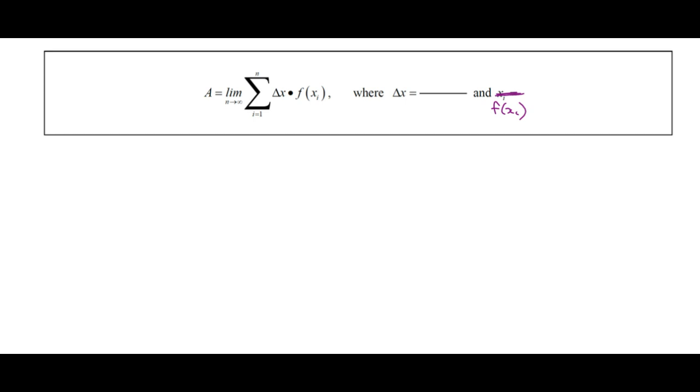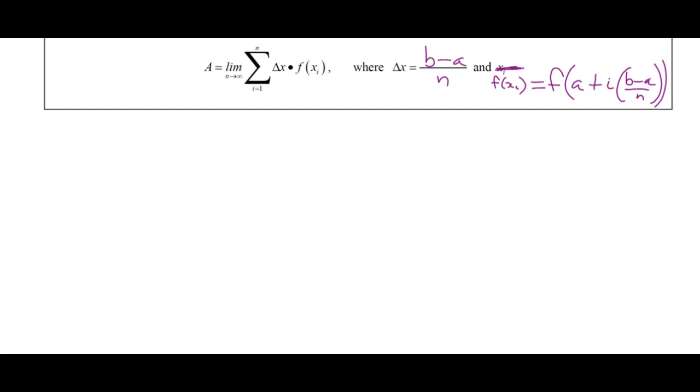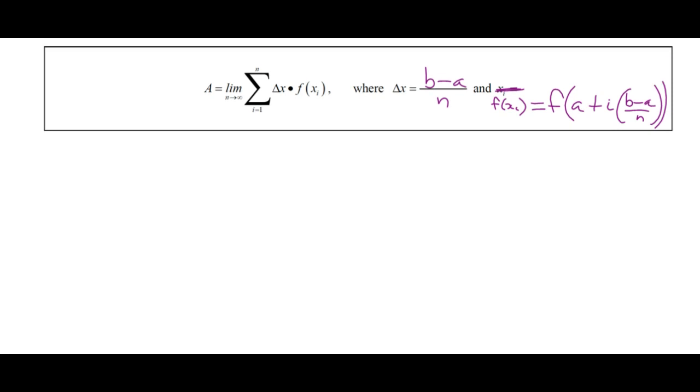Okay, so by now, we should know what delta x is. It's (b minus a) over n, and f of x sub i is f of a plus i times (b minus a) over n. Why do we have to write that 3 times? I don't know. I went through it asking myself the same thing. How many times do we have to do this?